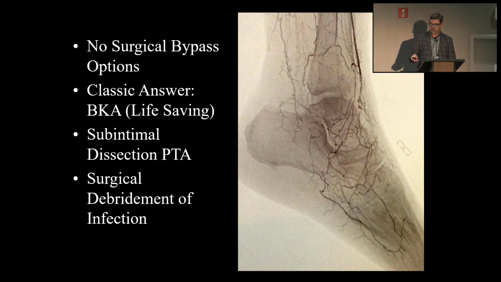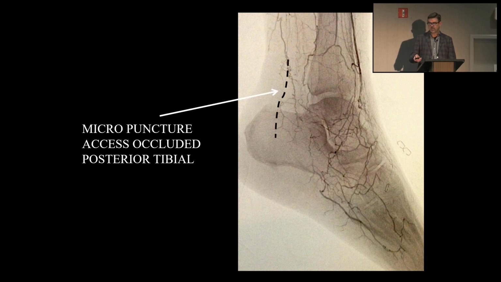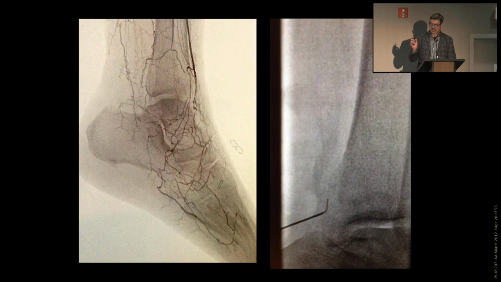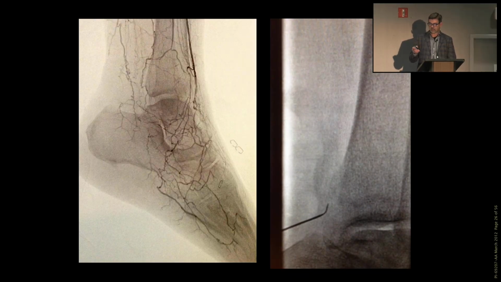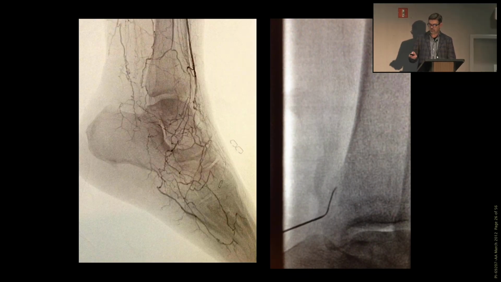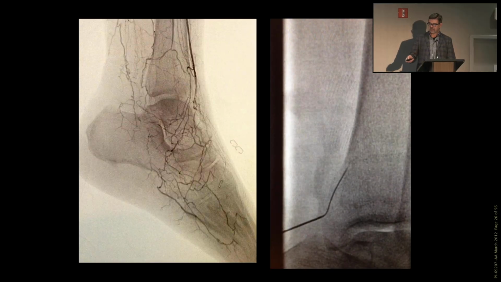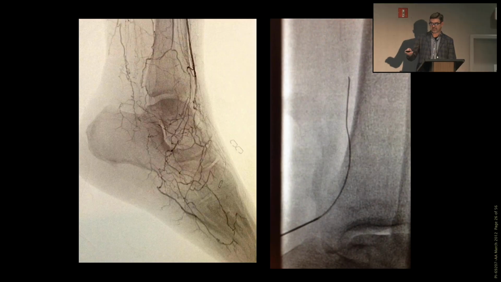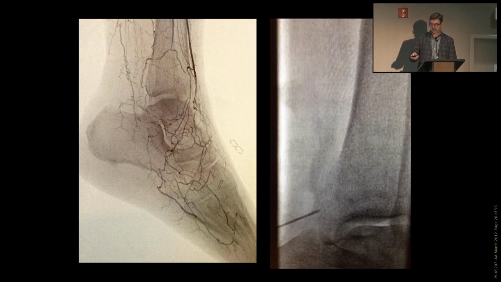But what we decided to do was an alternative for her, try to save her leg. And again, patients will teach you, and she was one of the ones that taught me that we could actually do things like this. So we actually took a micropuncture access into that occluded posterior tibial artery. In the right panel, you'll see the needle into the artery, and I'm advancing the wire very slowly as I rotate it. And as we move that wire along, you'll see at the top of the film there, the railroad tracking of the artery. You can actually see the artery, and it's going right in the middle of that.